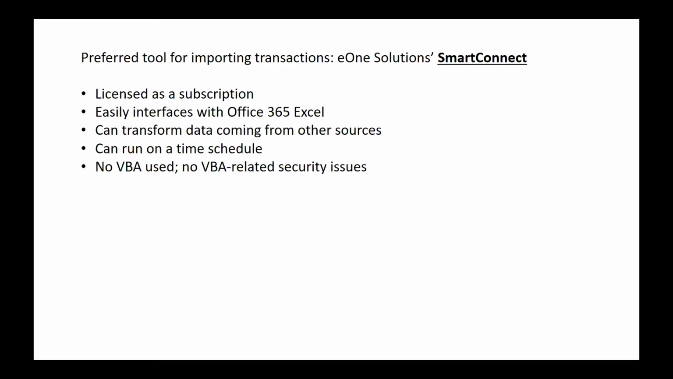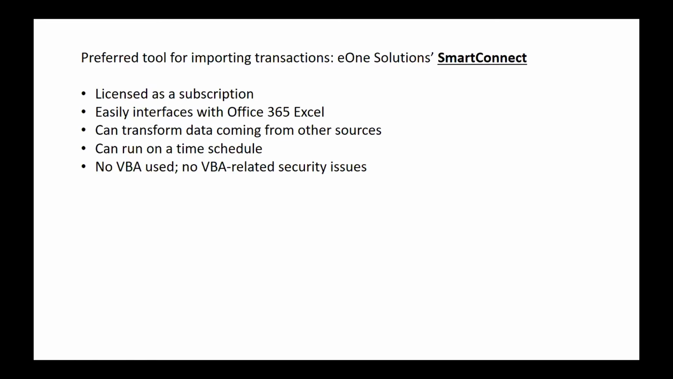And it is used and recommended by the TM group for use with Dynamics BC, and it's licensed as a subscription. It easily interfaces with the Office 365 products that you're going to be using with Dynamics BC. You have to have your Office 365 licenses, so it's pretty seamless integration with that. SmartConnect can transform data coming from other sources. You can do validations and things, and Bill can talk about that kind of thing.